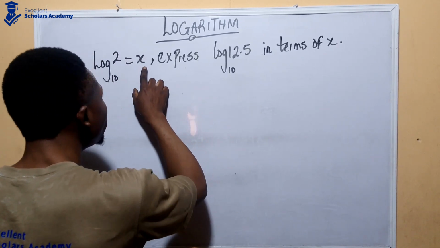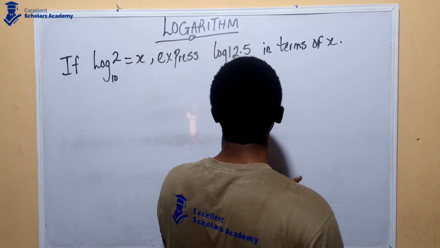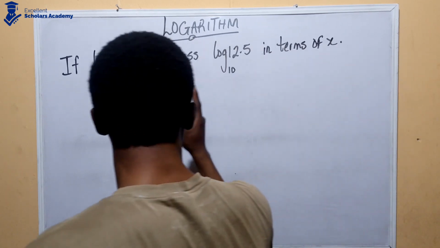If log 2 base 10 is equal to x, express log 12.5 base 10 in terms of x.